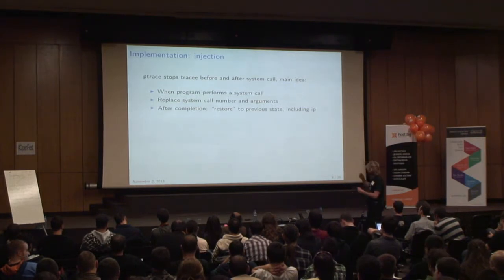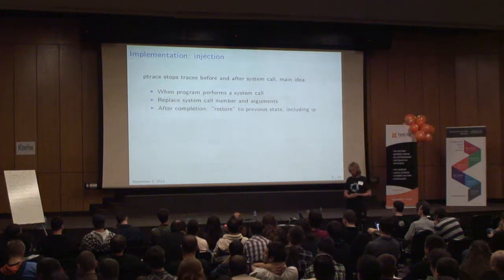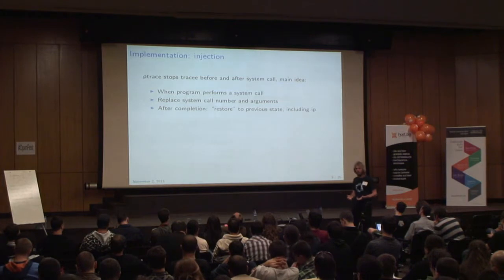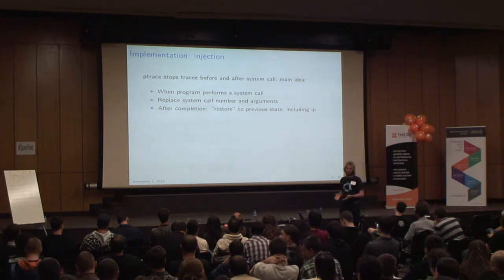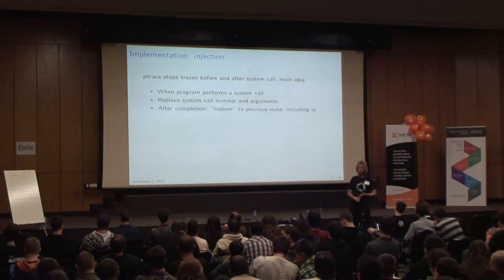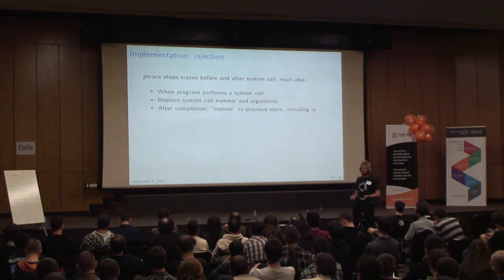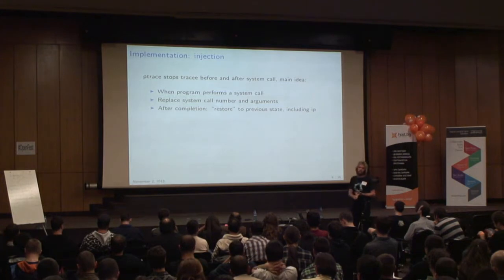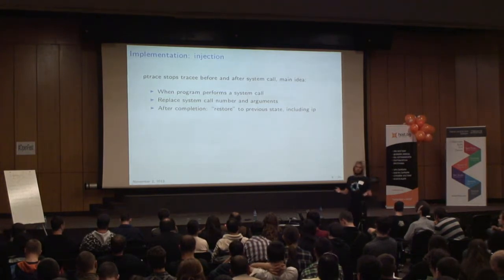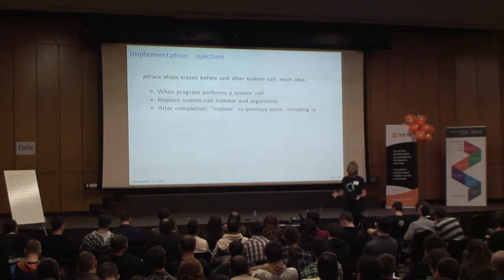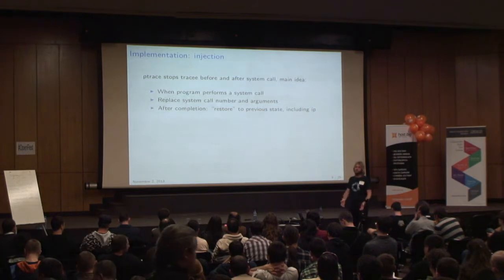Okay, when a program performs a system call, it will be stopped before it executes the system call and after it has executed it, which means you can inspect things. For example, if a process is performing the open system call, you can see what file it's opening and in what mode. And after it has tried to open the file, you can read the return code and see, okay, this file descriptor was returned, or this was the error because the file was not found, or you don't have permissions.